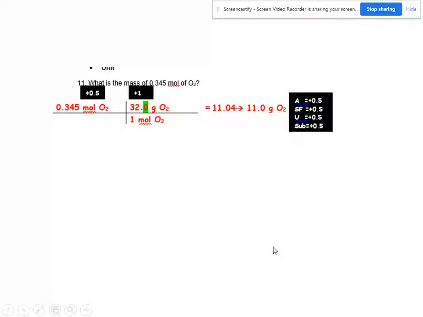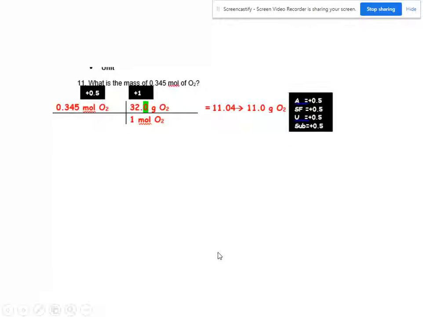Moving on to the next page, hopefully you realize that we looked at molar masses that you calculated on the previous page or have done them in the notes. So 11, you take moles, you want to change moles to grams. Remember, you need one decimal place in all molar masses. If you don't have that, it's minus a half. The answer is 11.0 grams of O2.